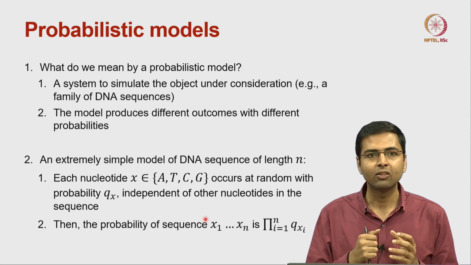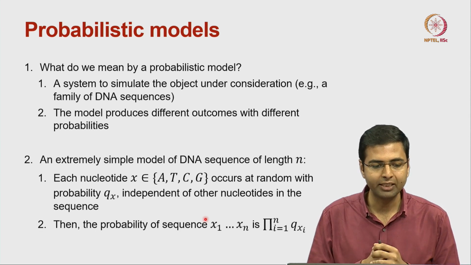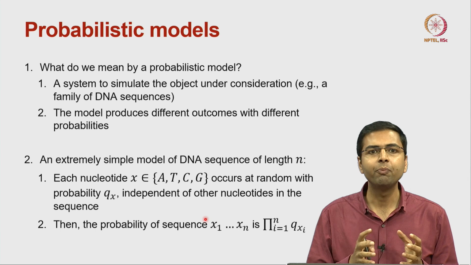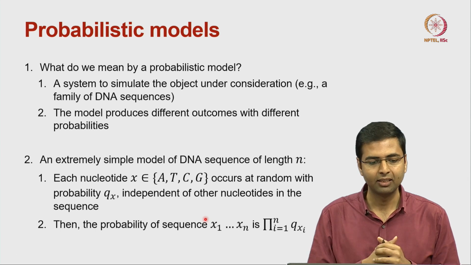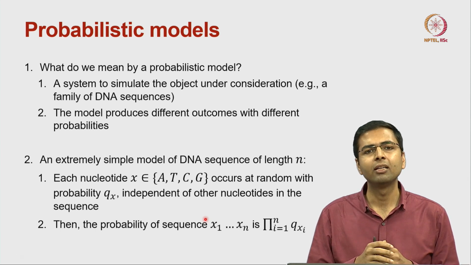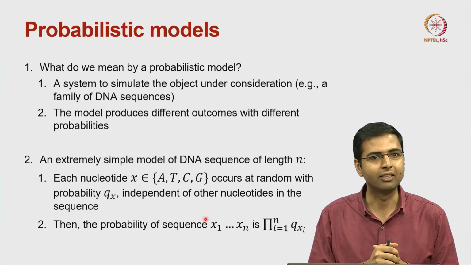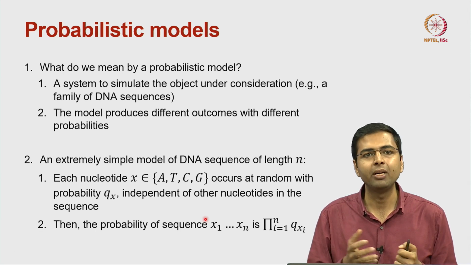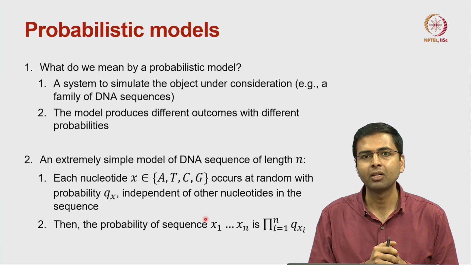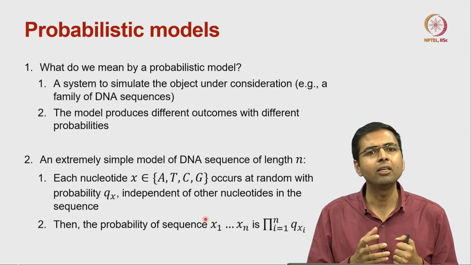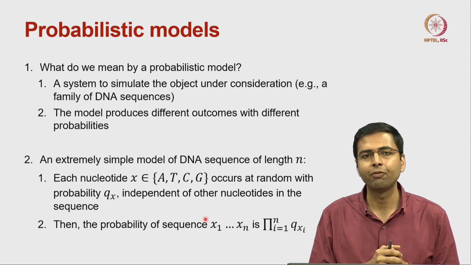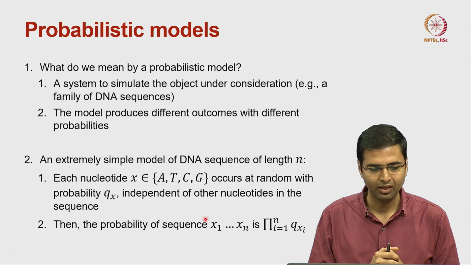When we speak about probabilistic models, what do we mean by this? A probabilistic model is a system to simulate the object under consideration. For example, the object can be a family of DNA sequences and the model produces different outcomes with different probabilities.